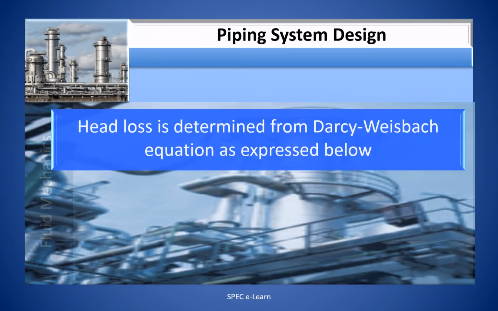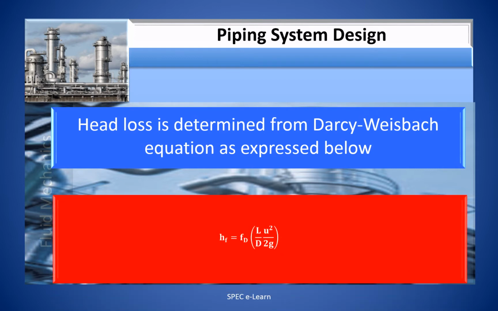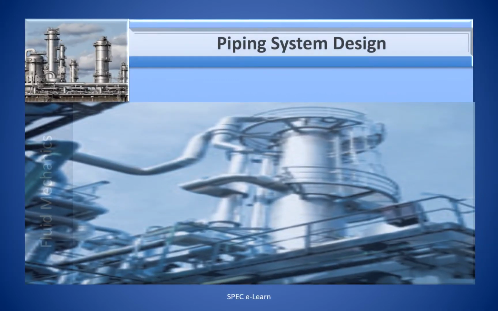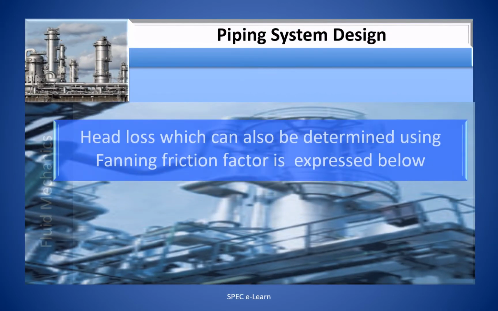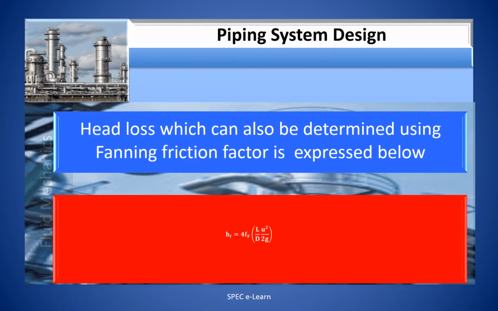Head loss is determined from the Darcy-Weisbach equation as expressed below. HF equals FD times L by D times U squared by 2G. Head loss can also be determined using the Fanning friction factor, which is expressed below. HF equals 4 times FF times L by D times U squared by 2G.